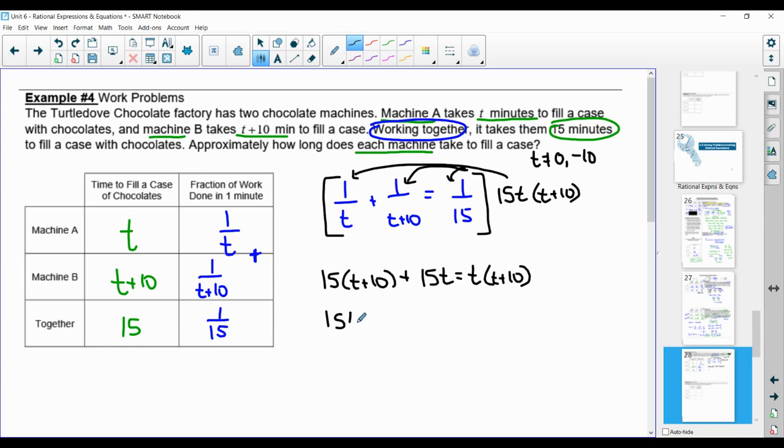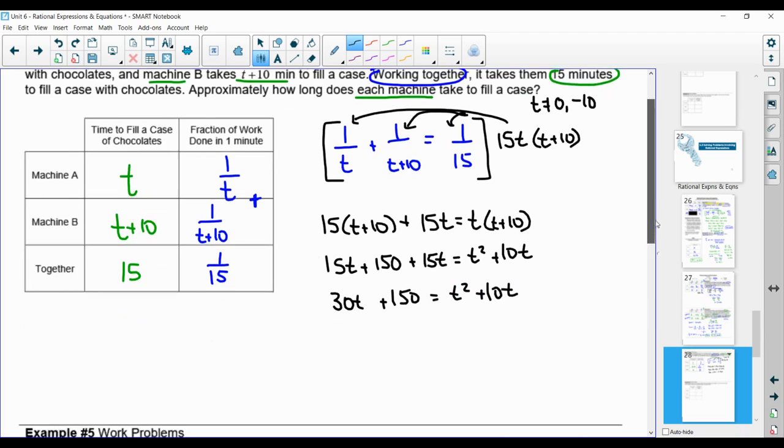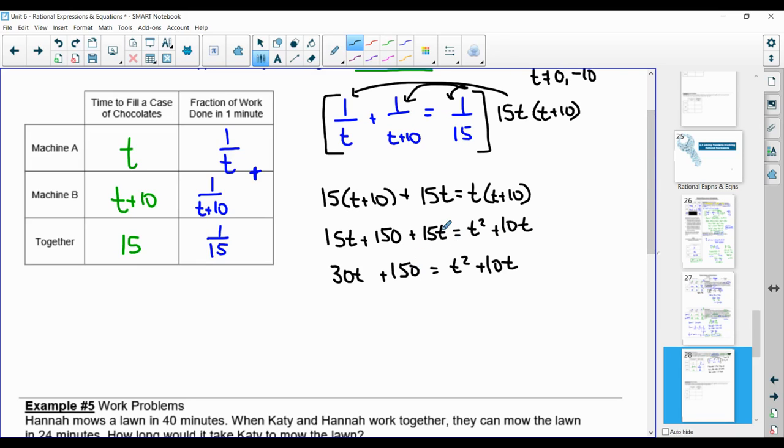So we have 15t plus 150 plus 15t equals t squared plus 10t. Again, we have a t squared. You might want to simplify first. We've got 30t plus 150 equals t squared plus 10t. This is a step you may choose to skip if you want, but ultimately we need to get everything to one side. Because our t squared is positive, I'm going to move everything to the right. So that will give me t squared, 10 minus 30 is negative 20t, minus 150 equals 0.